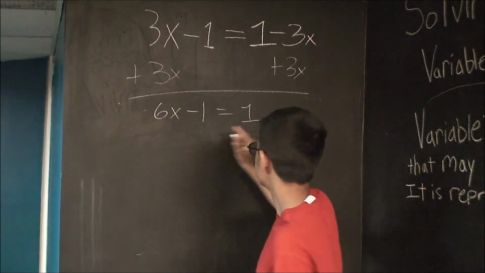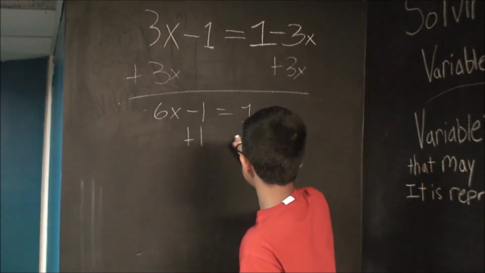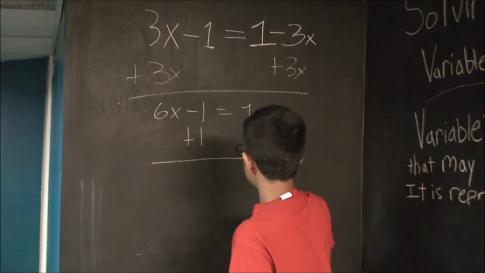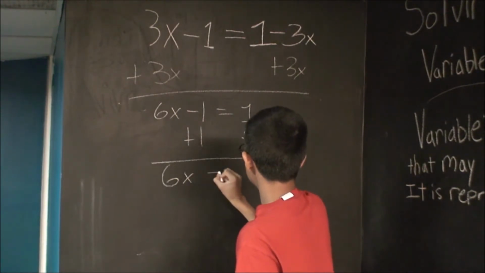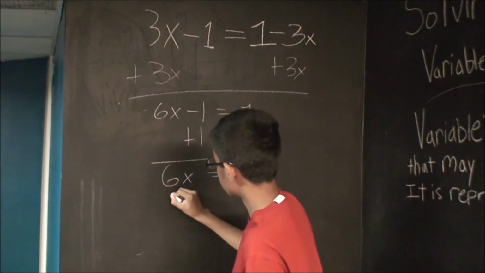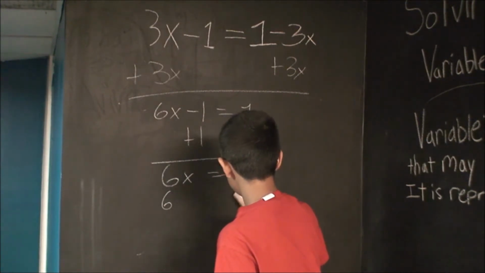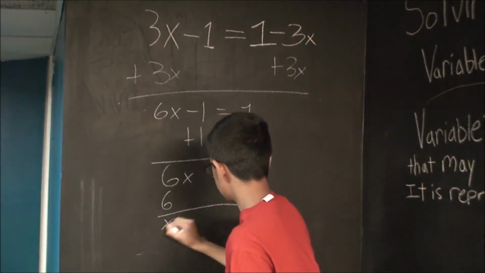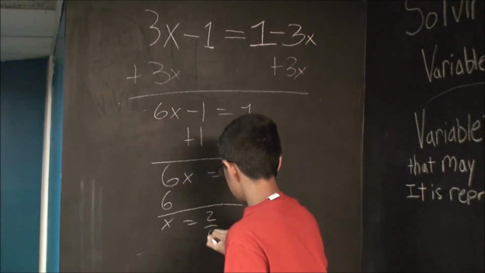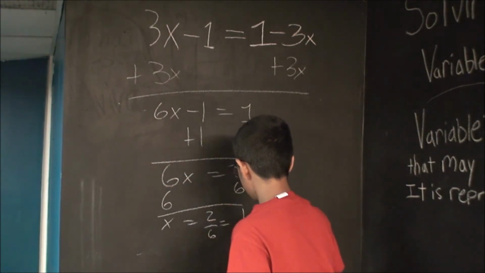Next, you want to get all the numbers to the other side. So you should add 1 to both sides. That'll give you 6x equals 2. Now to get x by itself, you should divide by 6. That'll give you x equals 2/6, which, when simplified, is 1/3.